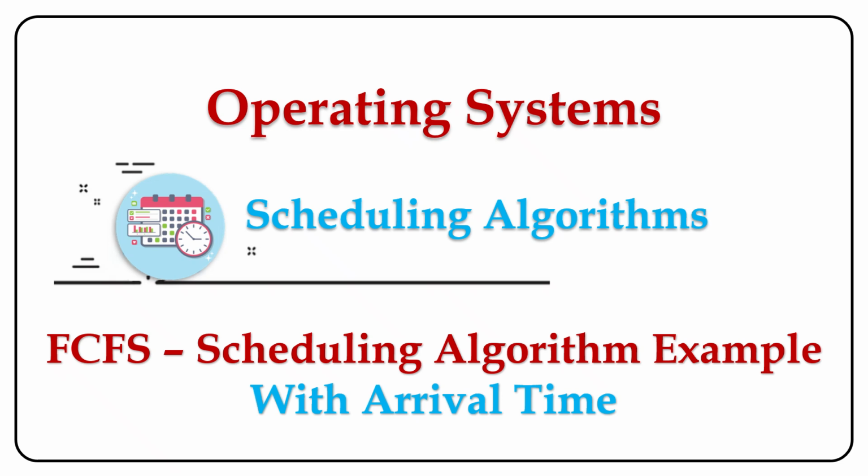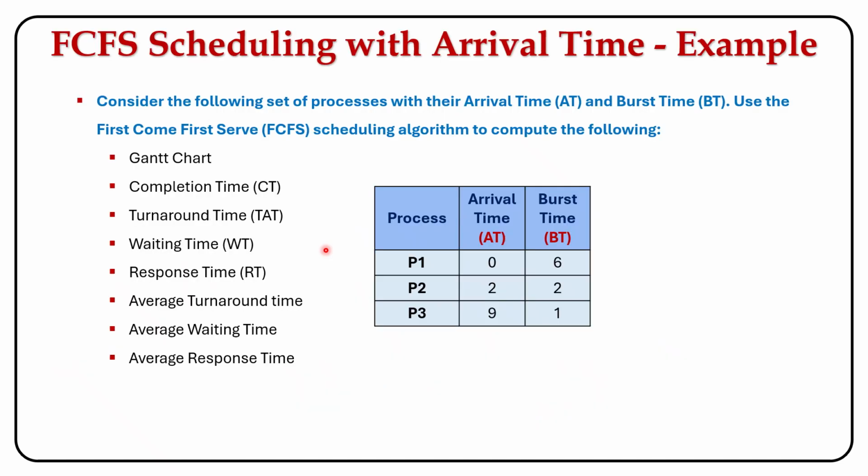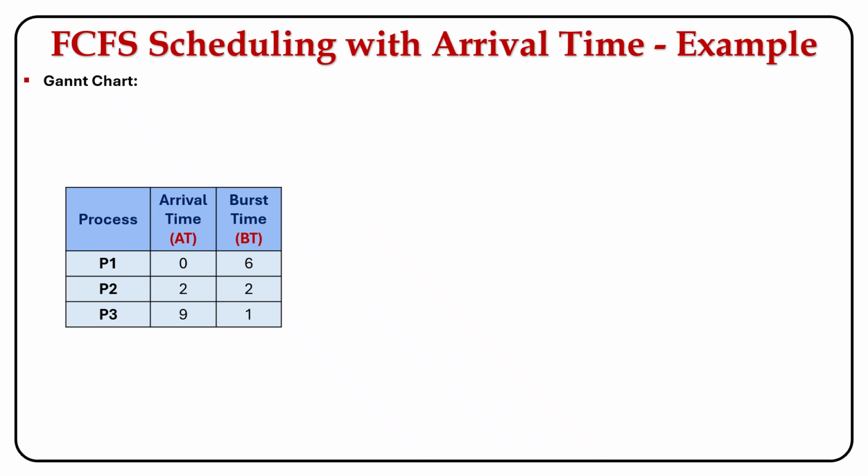Hi everyone. In this session, let's have an example for FCFS scheduling algorithm with arrival time. Let's consider the set of following processes with their arrival time and burst time. Using first come first serve scheduling algorithm, first we can draw the Gantt chart, then we can compute completion time, turnaround time, waiting time, response time, average turnaround time, average waiting time, and average response time.